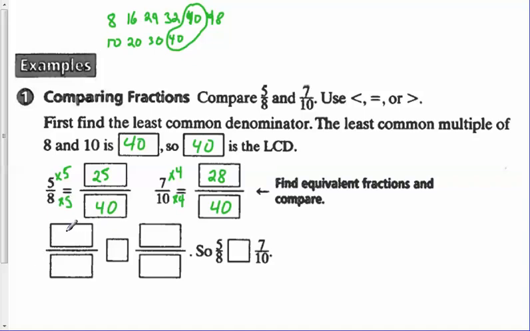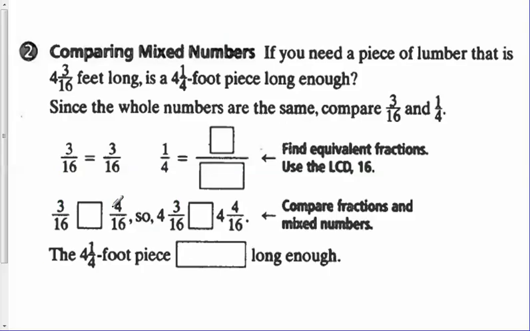So when I compare this, I say, well, 25/40 is what compared to 28/40? Since I have common denominators, I can just look at my numerators and say, well, 25 is less than 28. So 5/8 must be less than 7/10. Let's take another look at a different example.